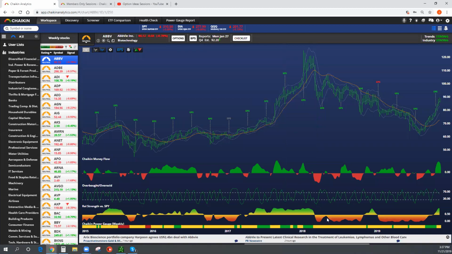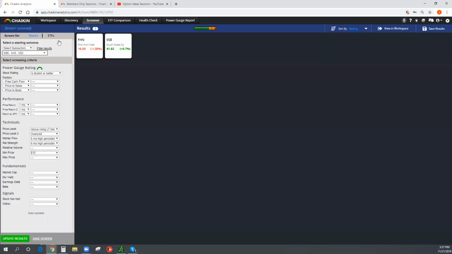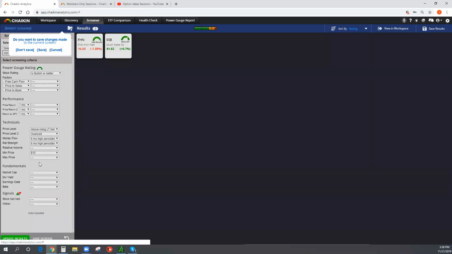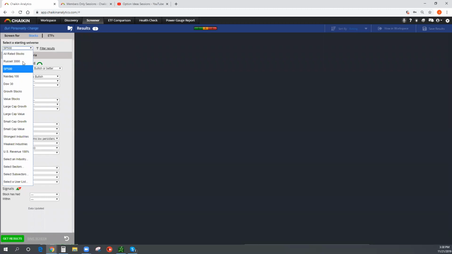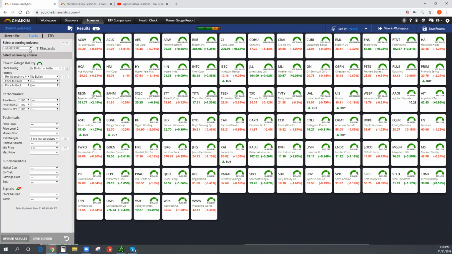Which is why we tell people to try to avoid these negative relative strength areas, because it's just an opportunity cost burn. Again, if you're looking for the big turn and trying to find these turns, then I would start tinkering through the bull personality change starter screens. It's on the S&P 500. Maybe you want to look at it on the Russell 3000. There's a lot of them on the Russell 3000. Let's see what we have on the S&P 500.